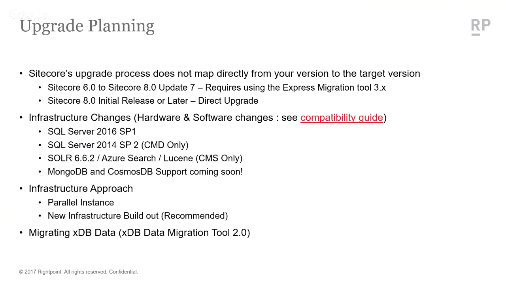If you're on Sitecore 8.1, sorry, I think I have a typo here. If you're on Sitecore 8.1 or later, you can do a direct upgrade. I wish there was an actual Express Migration tool to upgrade directly to 9 for version 8.1 and beyond. But for now, it's just the direct upgrade. You're also going to need to think about the infrastructure. So Sitecore 9 introduces new infrastructure requirements.